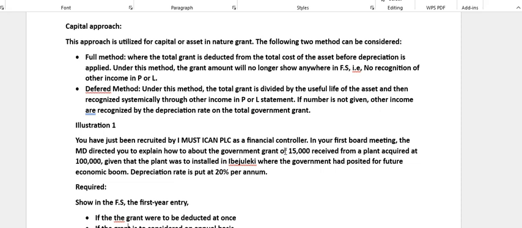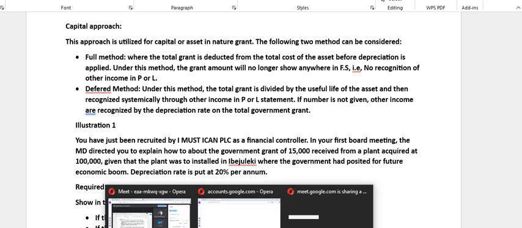Full method. Under the full method, this one is very simple. It is like this. Once you receive the grant, you deduct it fully from the cost of the asset. Then, whatever is the balance is what you carry in your books and depreciate over the useful life of the asset. That is that for that.